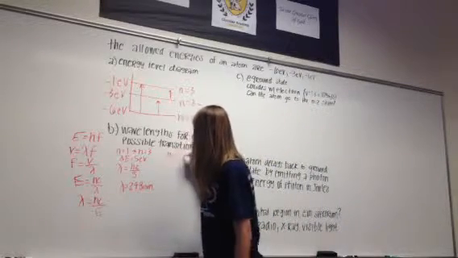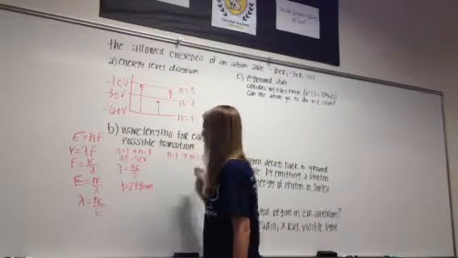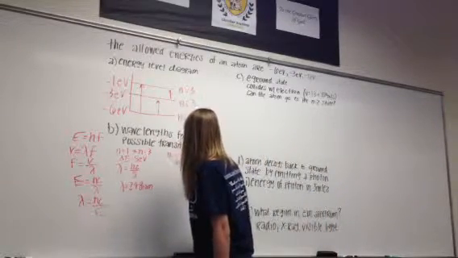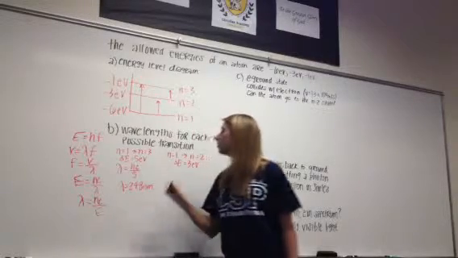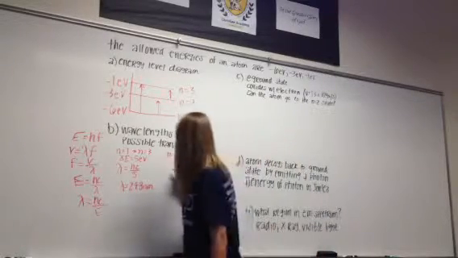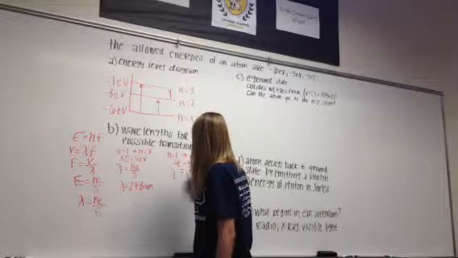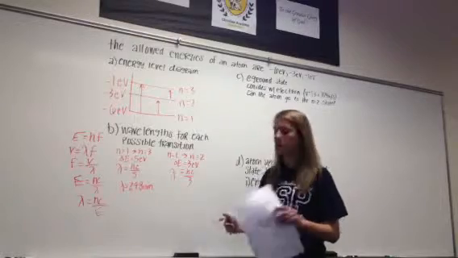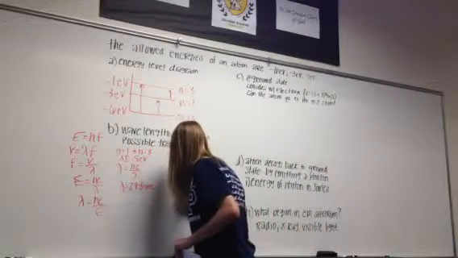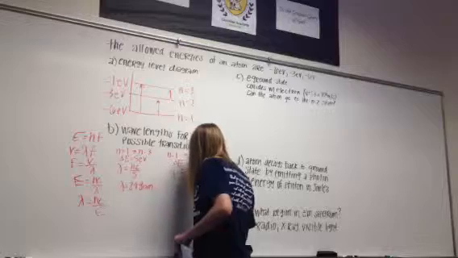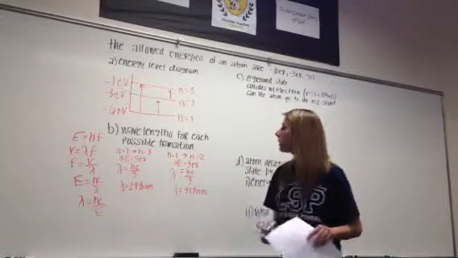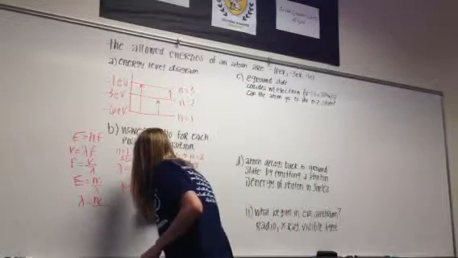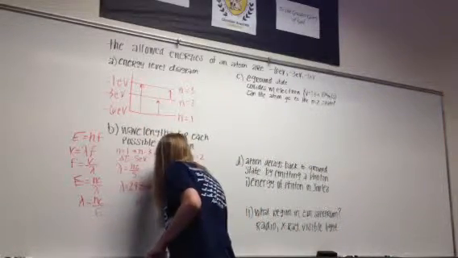Okay, our next transition is from n equals 1 to n equals 2. From there to there, the change in energy is 3 electron volts. So, plugging that in to this equation, we're going to get wavelength equals hc over 3, which is going to give us 413 nanometers.